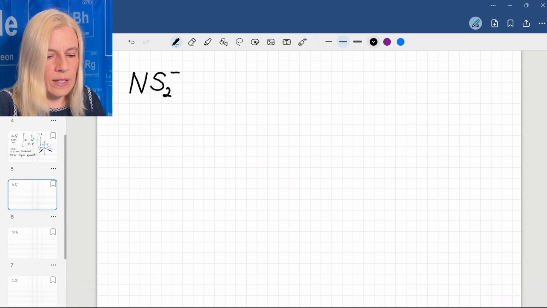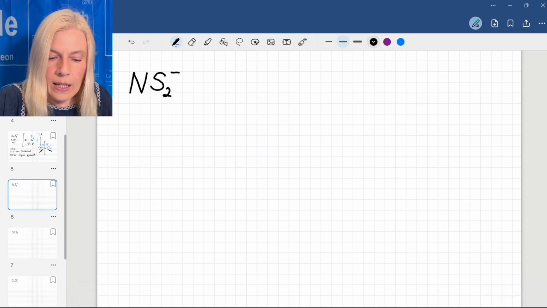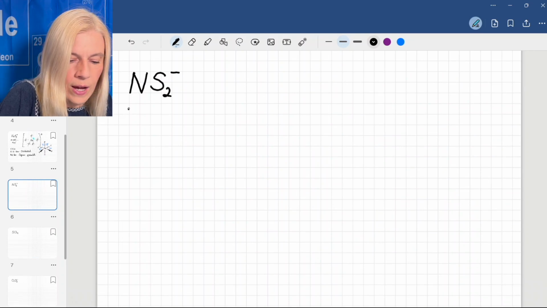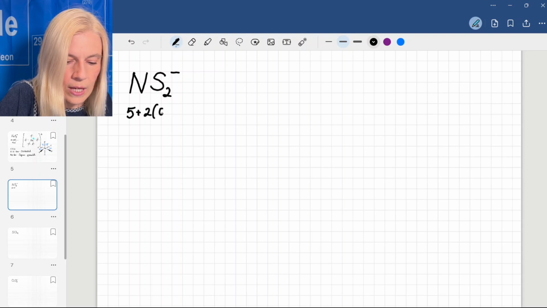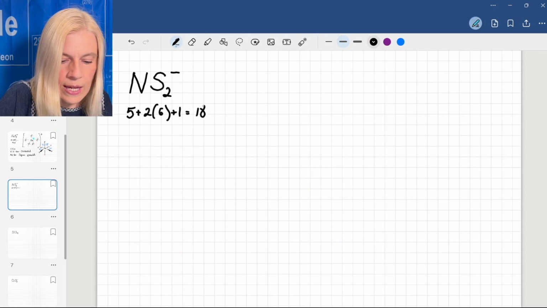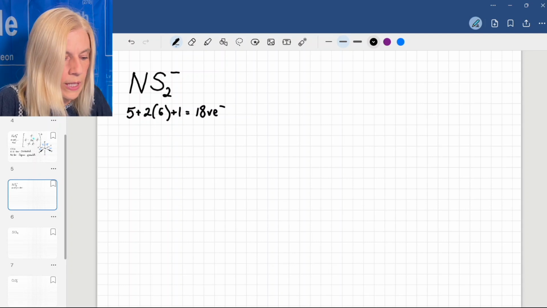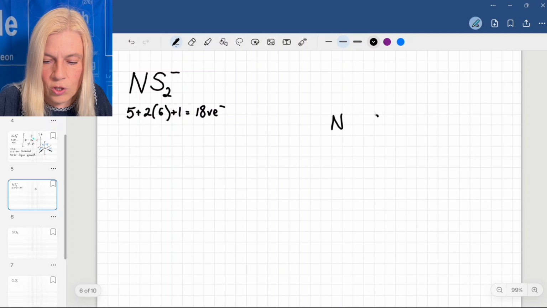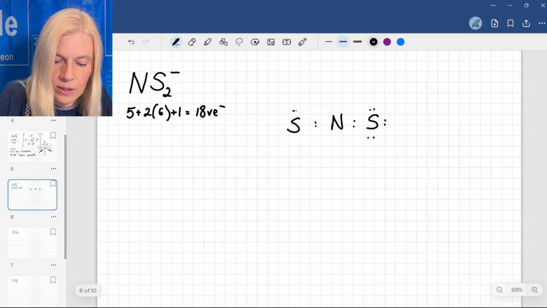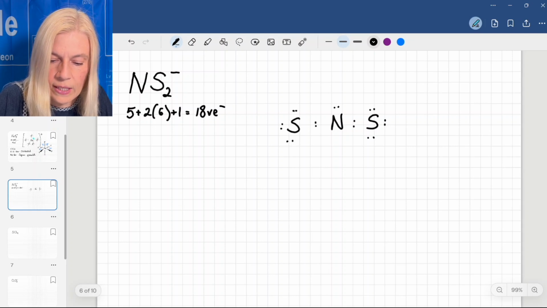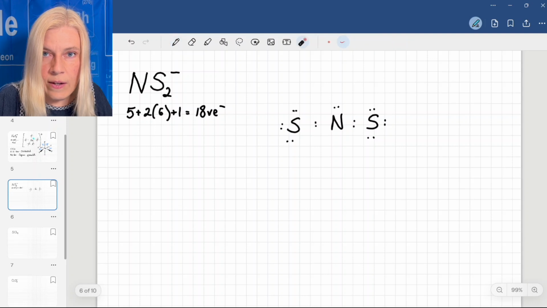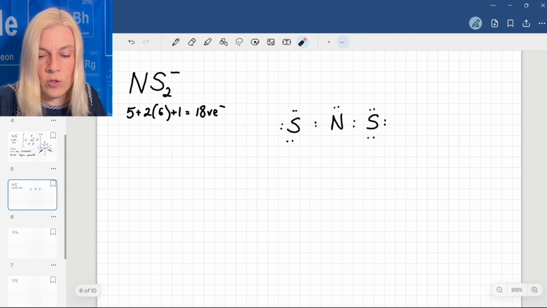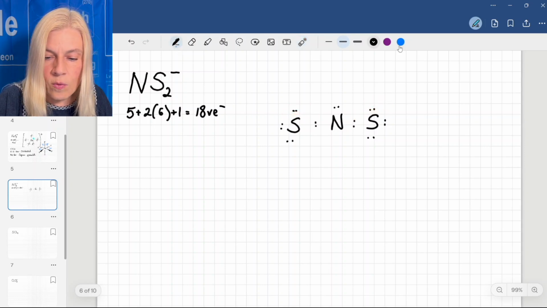Here's NS2 minus, and I'm quickly going to count the valence electrons, and we have 5 plus 2 times 6 plus 1. We have 18 valence electrons, and I'm going to quickly do this. Here is my nitrogen, here is sulfur, and octet, 16, 17, 18, and oh, I have resonance, right? This is my one choice or this choice, one or the other, and they are both sulfur, so it's the same equal choice.